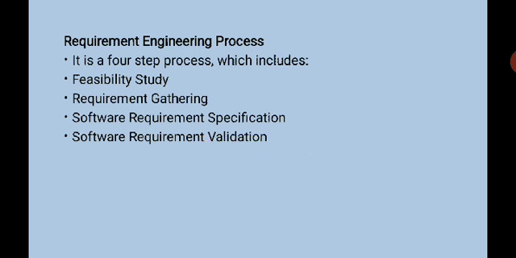Then the fourth step: you do a feasibility study. A feasibility study checks whether this is feasible or not. Then you do the requirement gathering, you ask him, you probe him, you do a questionnaire, you do surveys, etc. Then you prepare the software requirement specification, and then you have software requirement validation, where you validate that these are all valid specifications.